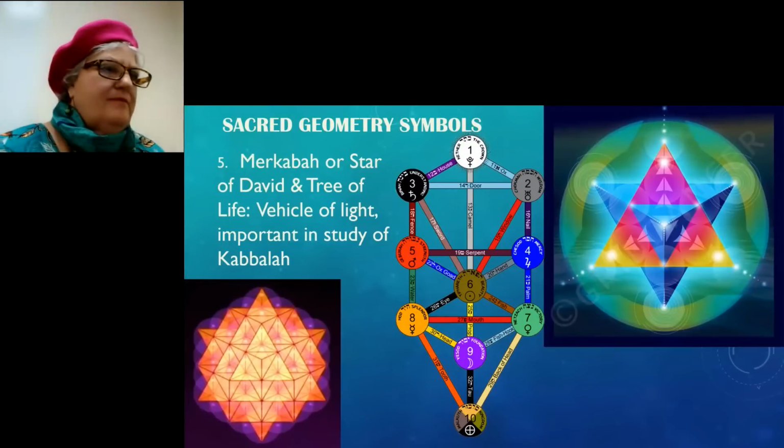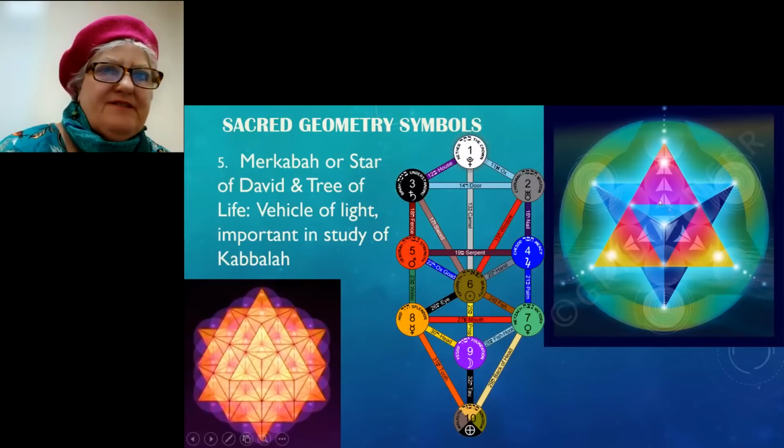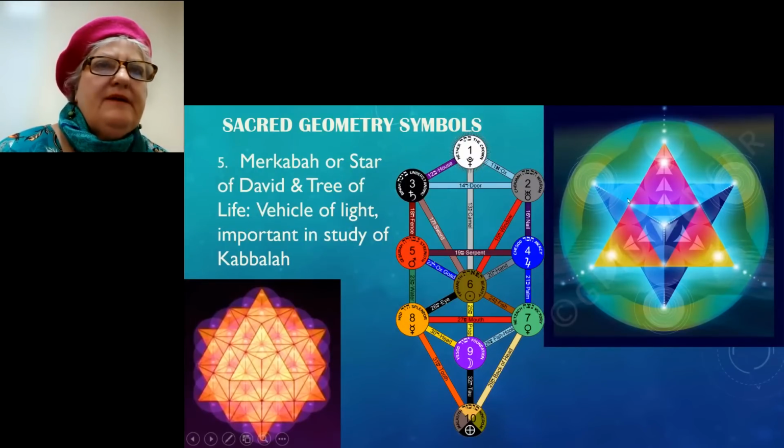The fifth one is the Merkaba, also based on the Star of David. Here we can see the six-pointed star, but it is also considered a three-dimensional form. And this idea of a body in motion, the vehicle of light, and also related to the tree of life. This is a beautiful glyph that somebody developed.